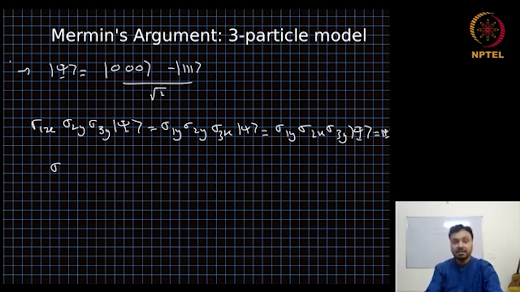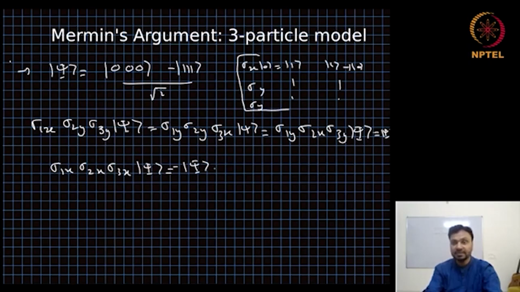But if we apply sigma 1x, sigma 2x, sigma 3x on psi, we get minus psi. So applying the x operation on all 3 will give us the negative of the state. These things can be checked very easily. We have already established the relation that sigma x acting on 0 will give us 1, and acting on 1 it will give us 0, and all the other relations about sigma y and sigma z.